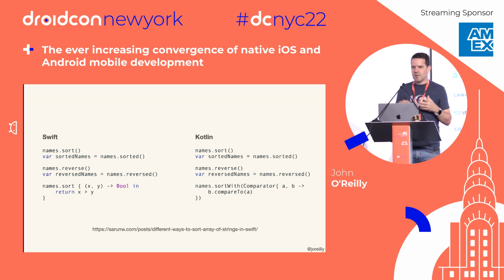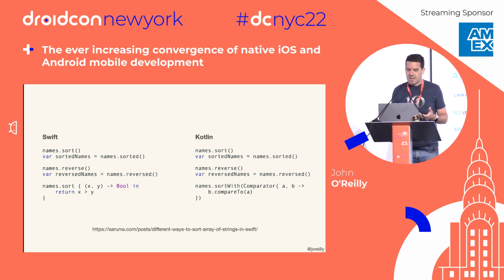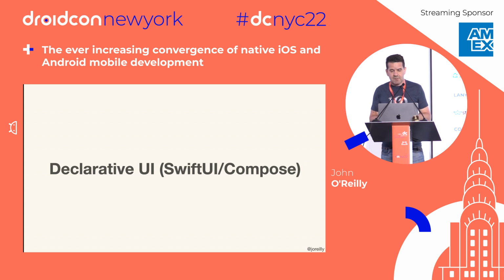Okay, lastly in this section, another recent article, this time from Sarun, talking about sorting Swift arrays. And again, we see the similarities. APIs are almost identical in initial examples, and then some differences in how we set up custom comparators. And by the way, we'll see some additional comparisons of the language in the next few sections when we talk about declarative UI and structured concurrency.